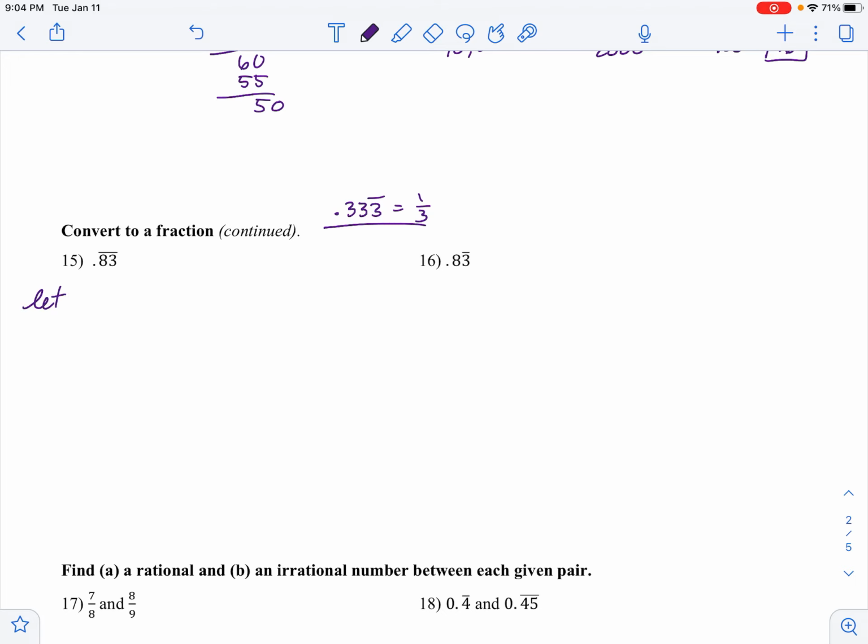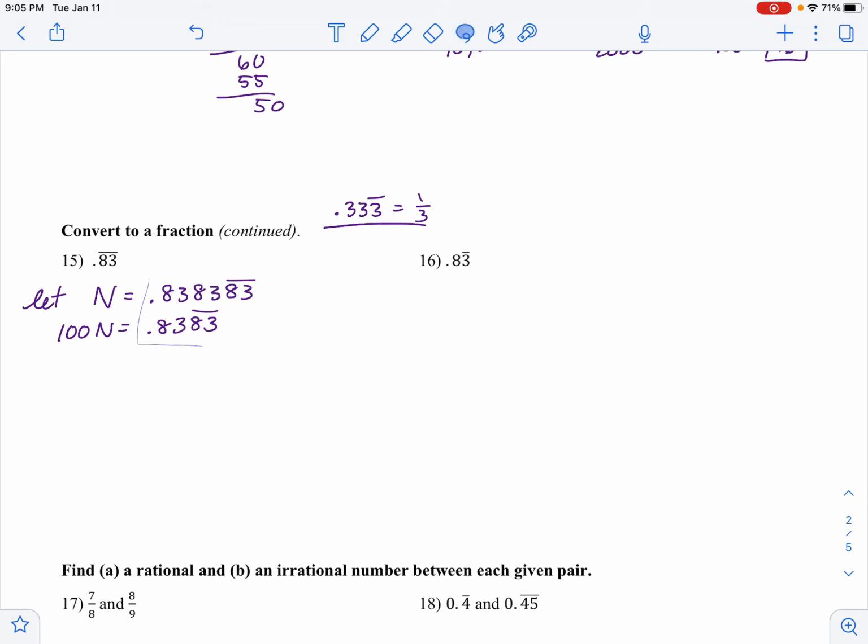I am going to make up a statement, and I'm just going to call my number here n, which is 0.83, 83, 83, and so on. Now, I'm going to look at my number, and I'm going to look at how much is repeating. And I want to somehow get the same decimal place, 0.8383 repeating, but I'm going to multiply by some magnitude of 10. And so here I'm going to multiply my n by 100.